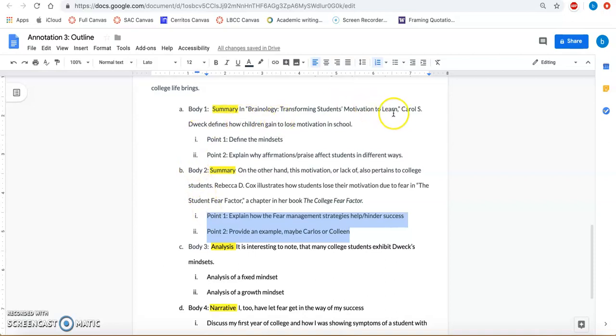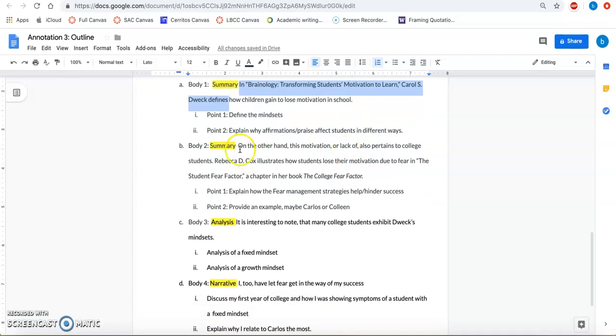In "Brainology, Transforming Students' Motivation to Learn," Carol S. Dweck defines. We can see that up here. And I think this is probably one of the most common ways, but then we also see a different way down here. Rebecca D. Cox illustrates how students lose their motivation due to fear in "The Student Fear Factor," a chapter in her book, The College Fear Factor. This is a different way of introducing the text.